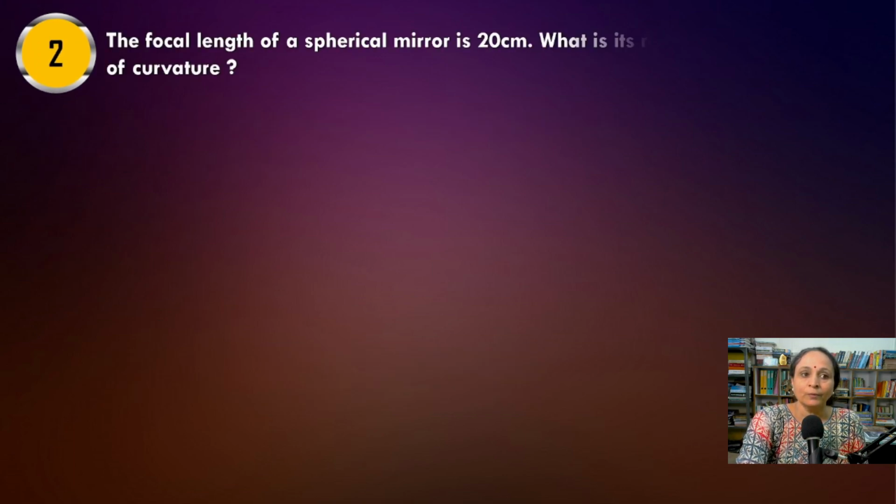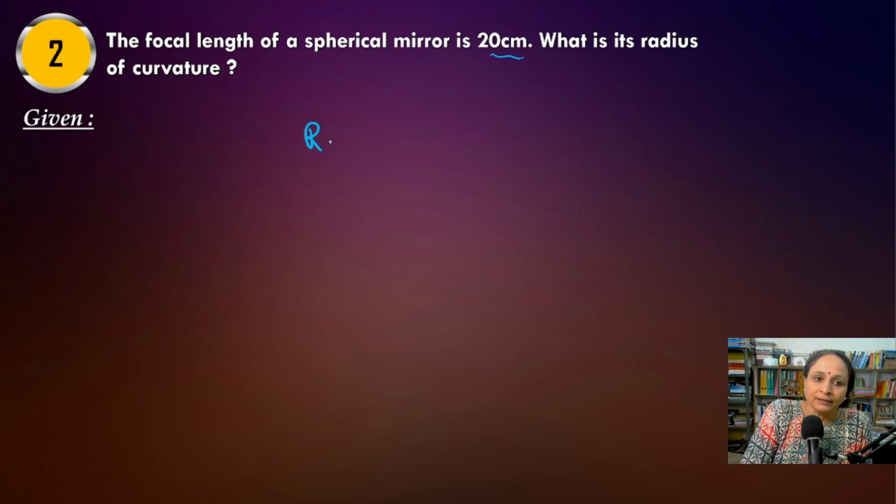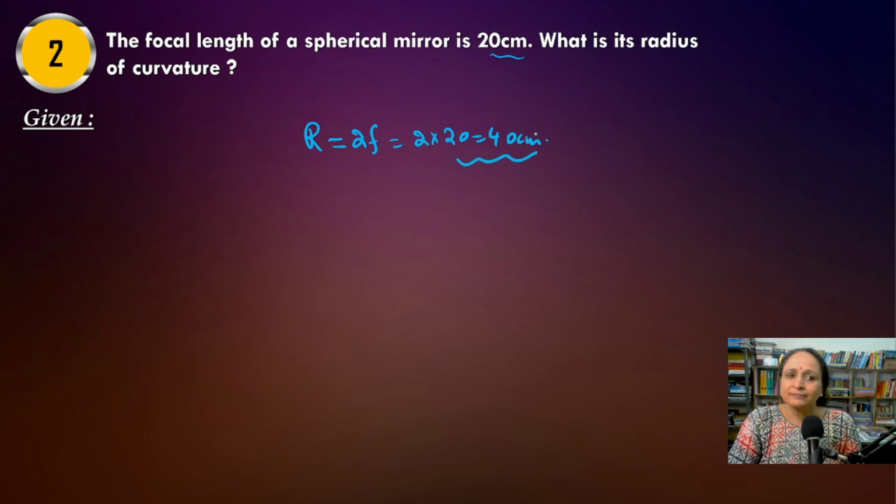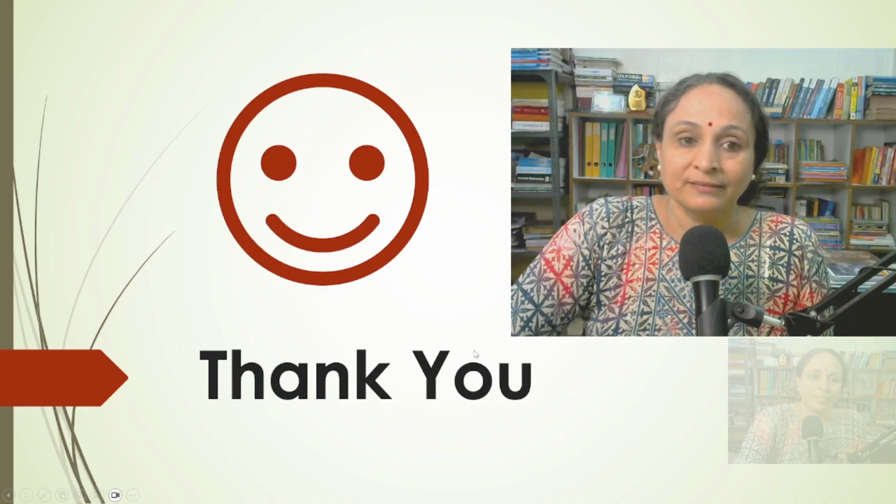Okay. Now the focal length of a spherical mirror is 20 centimeters. What is the radius of curvature? You tell me. R is equal to 2 times F. So that is 2 into 20, which is equal to 40 centimeters. That's it. Right?